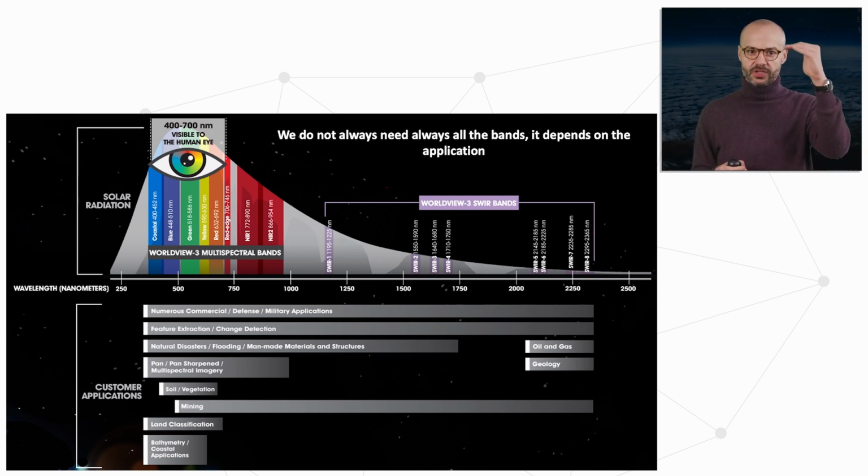We see how the applications can be triggered by different bands. So let's focus on some of those. For example, if you want to study soil and vegetation, we typically need that portion of the spectrum around the visible and the near infrared part. But if we want to explore more geological applications, like oil and gas, we need to go further down, in the shortwave infrared. So we see how we do not always need all the bands. It really depends on the application. So this is the concept of this slide.